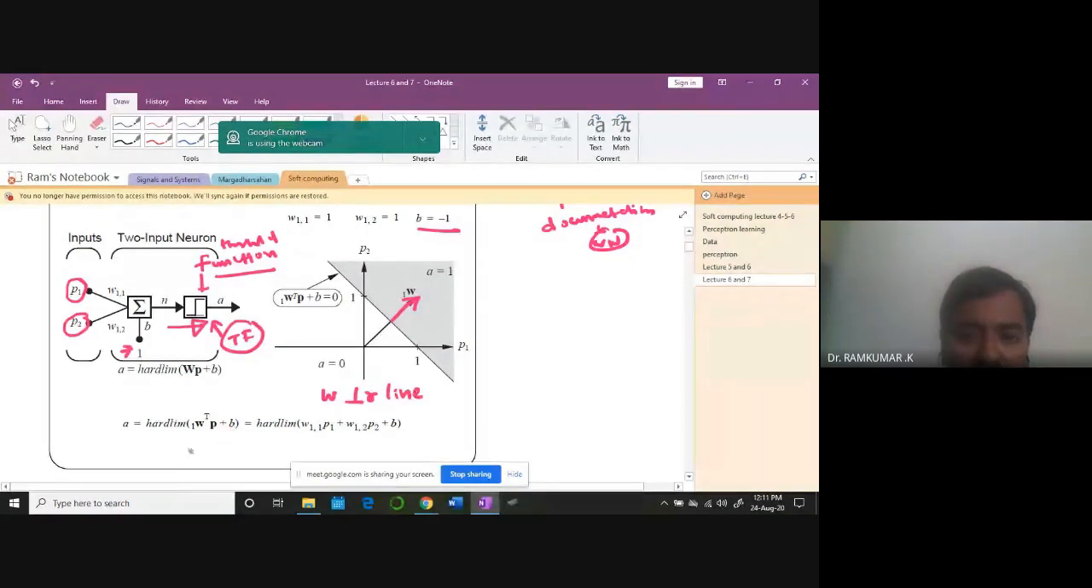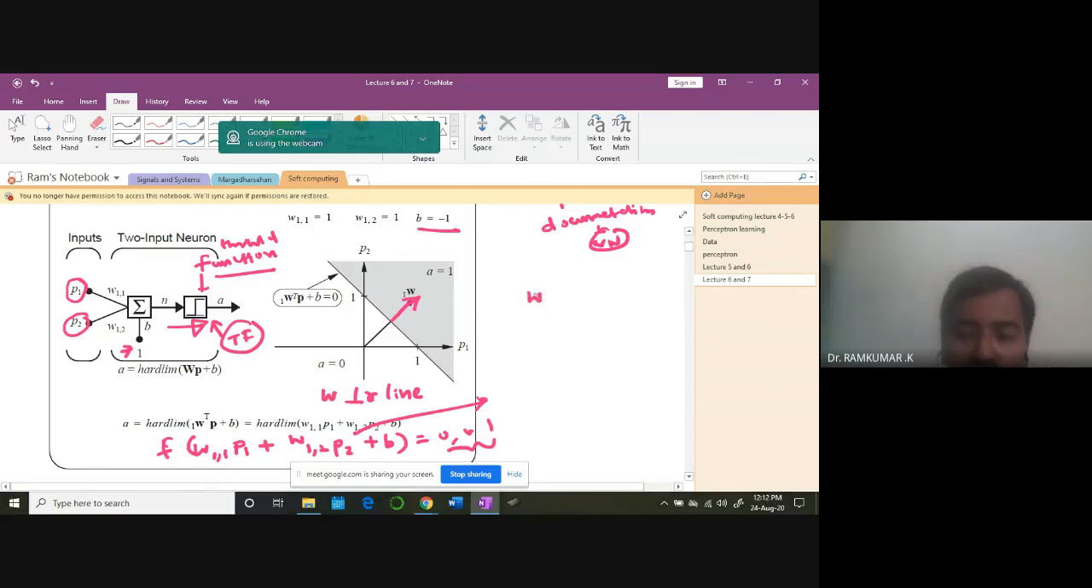How do you draw the line? For this case, W11 P1 plus W12 P2 plus B, this is the thing you are passing through your function. The function value will be equal to either 0 or 1. So now this is a line, and from this you can write the line equation comfortably. How do you write the line equation?